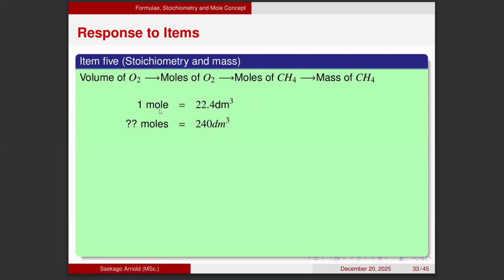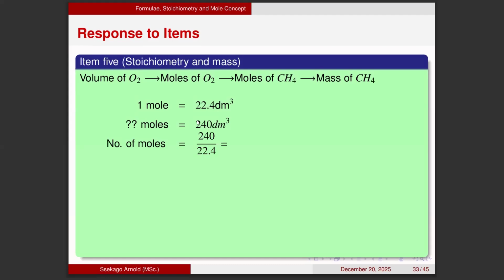So to find these moles, we cross multiply. We multiply 240 with 1, then 22.4 with the unknown. So we shall have 240 times 1, then over 22.4. We saw how to move from volume to moles. Therefore, number of moles shall be equal to 240 times 1 over 22.4. And this gives 10.7143 moles of oxygen.